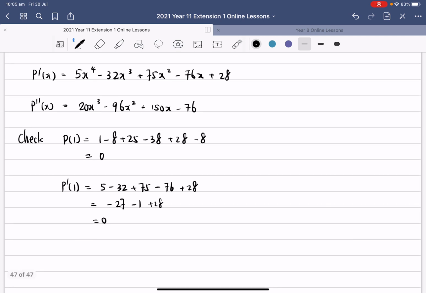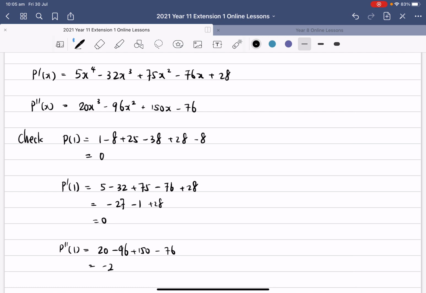Good. I need to check one more time for P''(1), what number it is equal to, because I want to see if x equal to 1 is a triple root or not. Who knows? We don't. So therefore, we can do that. So 20 minus 96 plus 150 minus 76. Just using my calculator. Check again. Alright, so that is equal to minus 2.